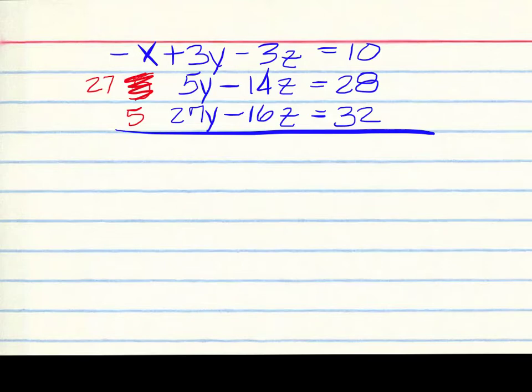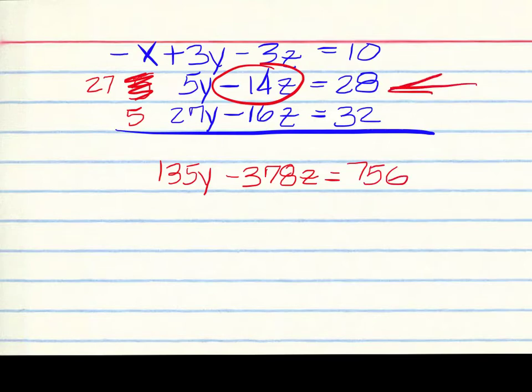So when you go through the middle equation and multiply by 27, you're going to come up with 27 times 5, which is 135y. And then 27 times -14 is going to be -378z. And then 27 times 28 is 756. We've just multiplied everything on that one by 27. And now multiply everything down here by 5 to get 135y minus 80z equals 160.